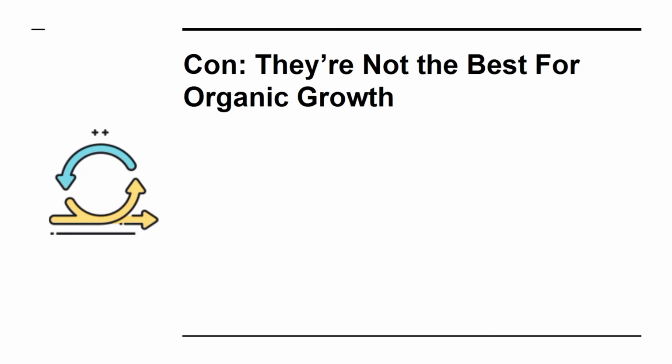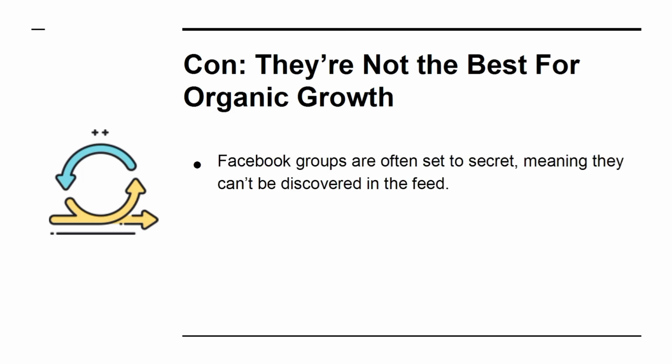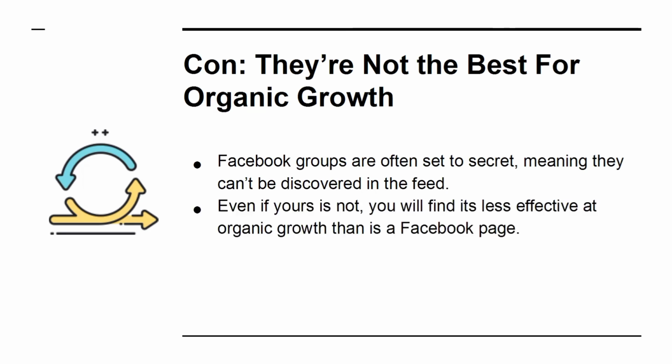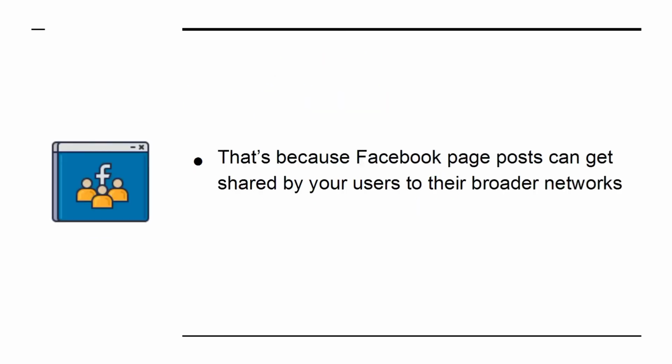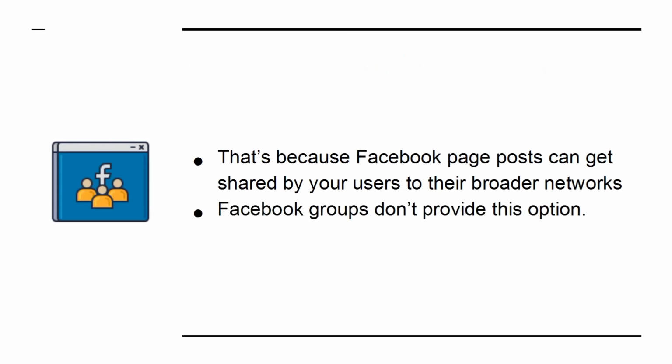Con: they're not the best for organic growth. Facebook groups are often set to secret, meaning they can't be discovered in the feed. Even if yours is not, you will find it's less effective at organic growth than a Facebook page. That's because Facebook page posts can be shared by your users to their broader networks. Facebook groups don't provide this option.